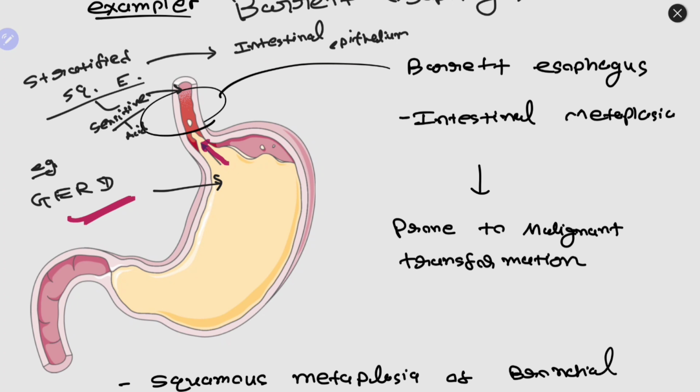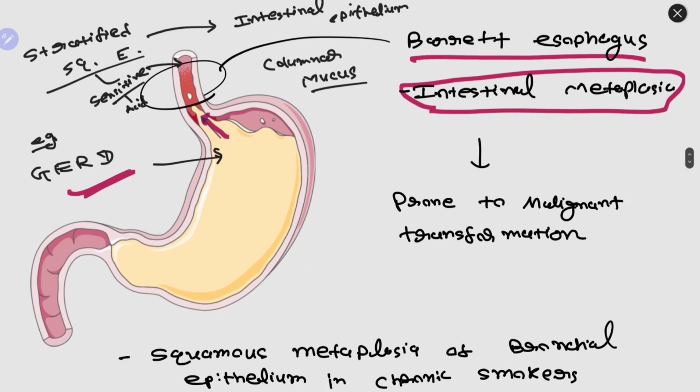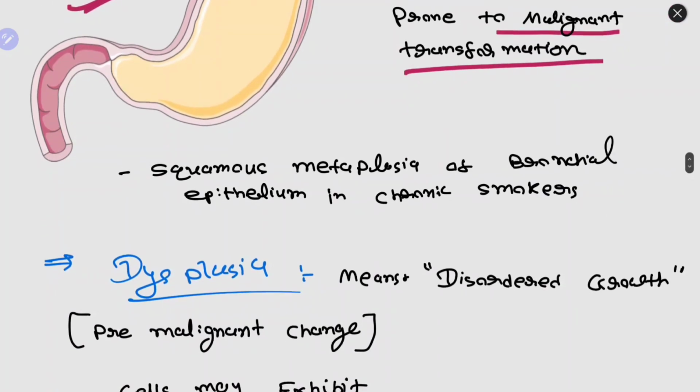Intestinal epithelium is columnar and mucus secreting, and it is not sensitive to acid; it is resistant to acid. So now the esophagus would not be bullied by acid, and this esophagus is named Barrett's esophagus. In Barrett's esophagus, intestinal metaplasia happens, but as there is chronic injury, these cells are prone to malignant transformation.